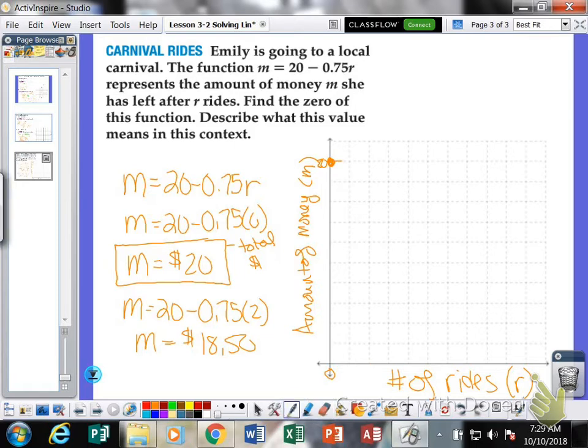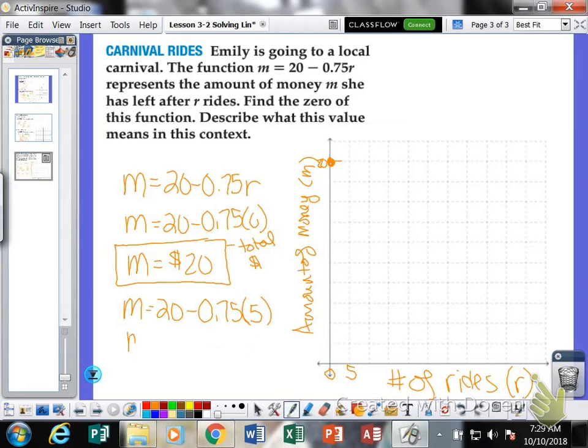Maybe we want to start by counting by 5s. So let's say 5 rides. So I go back up here. And again, we're not going to do this all the time. This is just a lesson that's getting you started into graphing and the equations. We will learn quicker ways of doing this, and that is fine. But we have to start at the very basic of things.